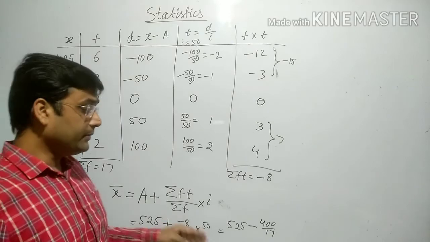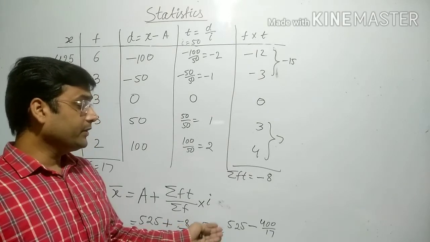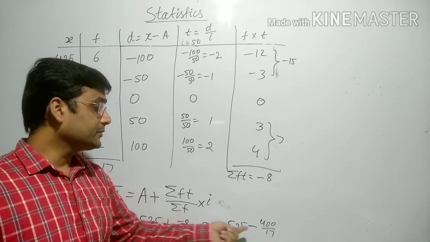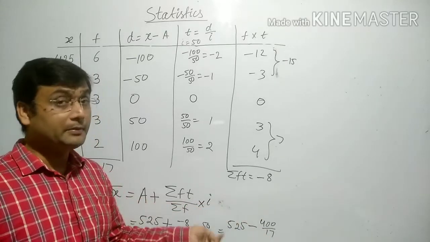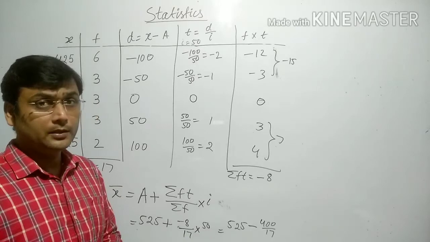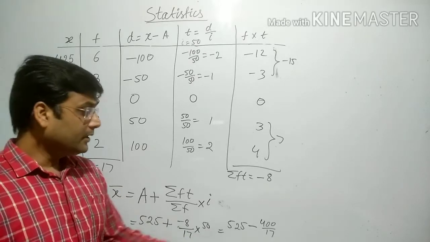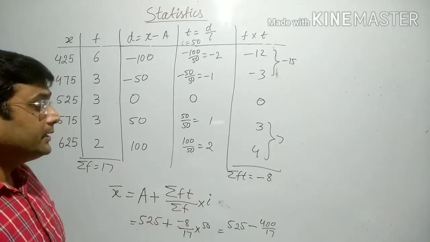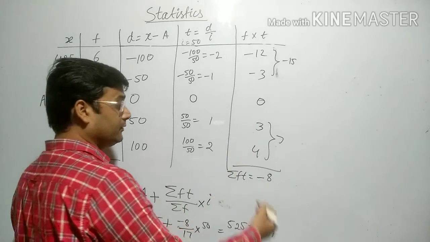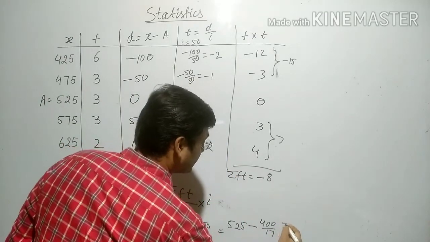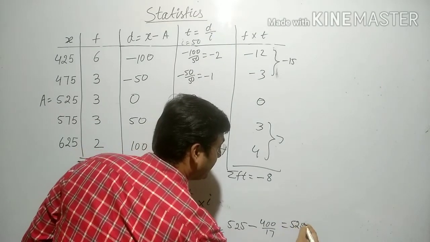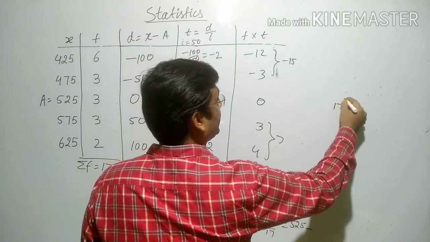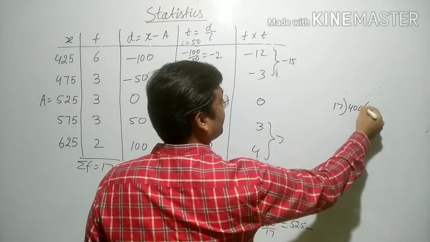Now the remaining thing is that we have to solve this. We could take the LCM, multiply this by this and subtract 400 divided by 17, but there are a lot of things to do here. Why waste the time? We will find this and then subtract, which is an easier way. So let's see what we will do at the final step: 525 minus, we have to find this, 17 and 400.